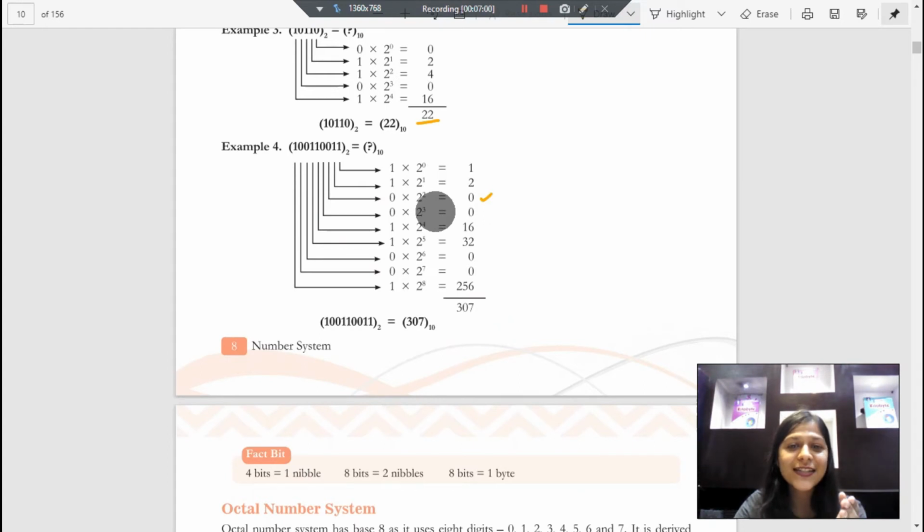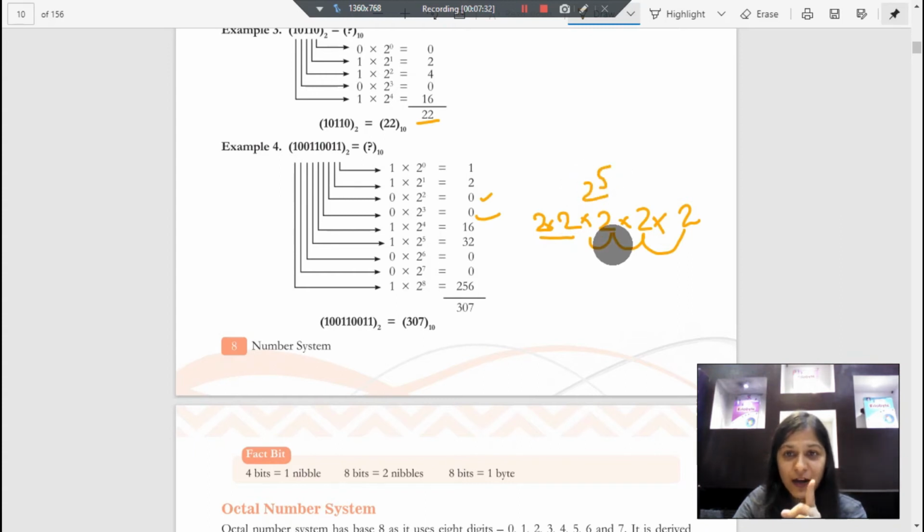2 to the power 3, it is 8, but multiplied by 0 is 0. 2 to the power 4, that is 16. 16 multiplied by 1, 16. 2 to the power 5, that is 32. So if you write here 2 into 2 into 2 into 2 into 2, that is 2 to the power 5. 2 into 2, 4, 4 into 2, 8, 8 into 2, 16, 16 into 2, 32. So we have converted 2 to the power 5 into its value of 32, like that.